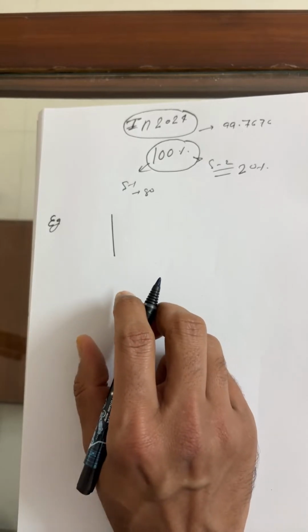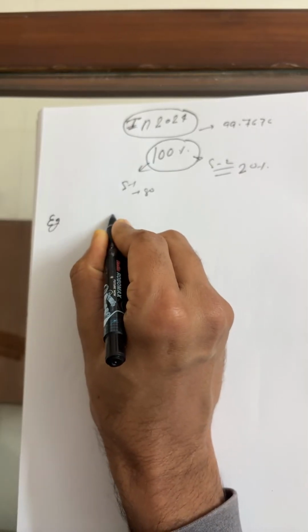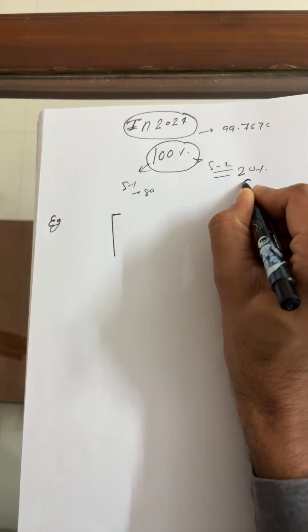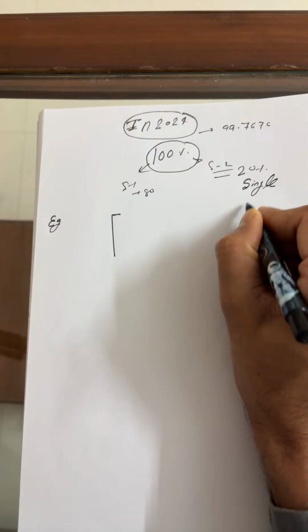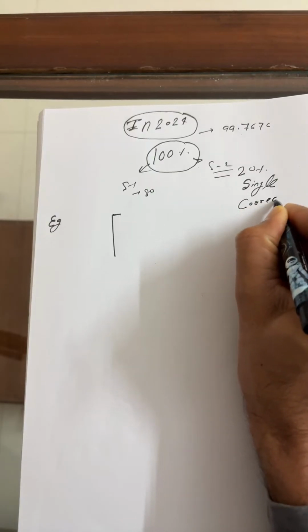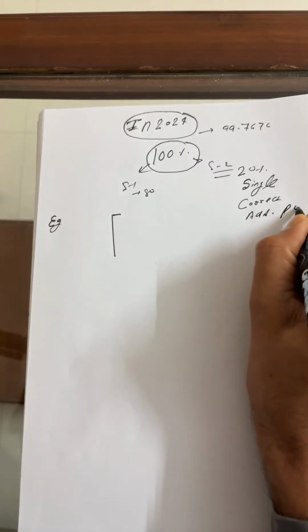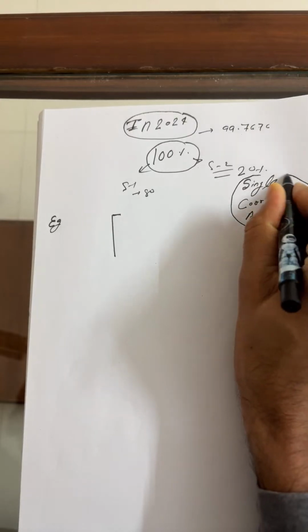You have to do. Beta, what you will do? First you can do, bacha, single correct. Listen carefully, beta Aryan. This is single correct advanced PYQs. First you have to do single correct advanced PYQs.